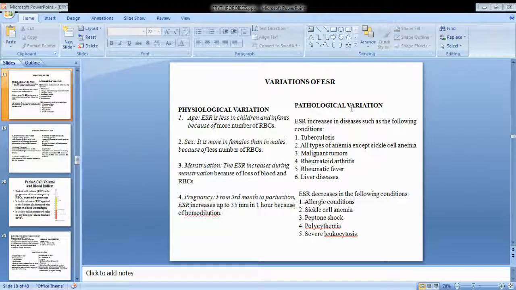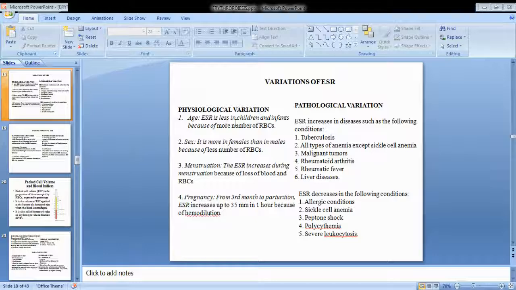Now, when does the value of the ESR vary? Now you have seen the normal value. What will happen when it becomes more or less? There is physiological variation and pathological variation. Pathological is during some disease. Physiological means age, sex, and other metabolic conditions, pregnancy related.